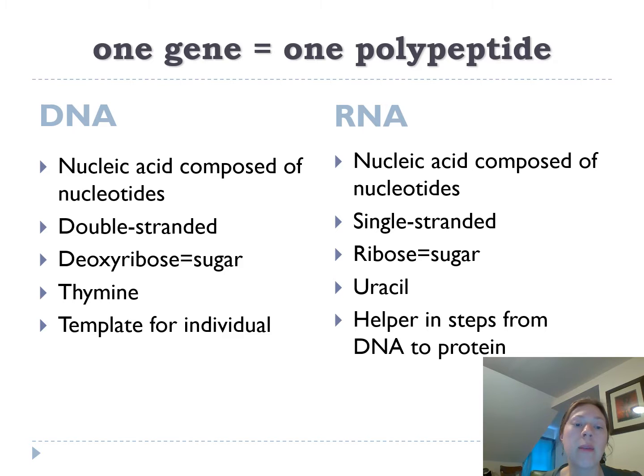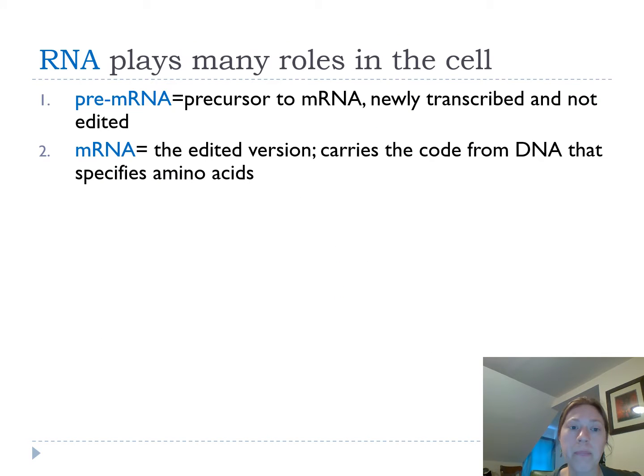We know that only thymine is found in DNA, where it's not found in RNA. However, the other three are universal between the two. Thymine is replaced by uracil, and RNA is really that secondary messenger instead of the original template.